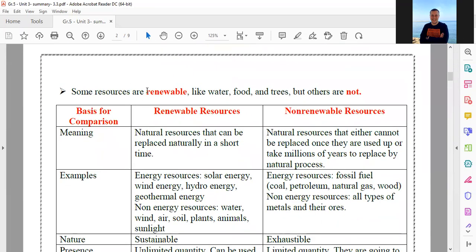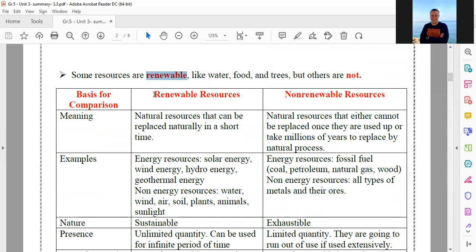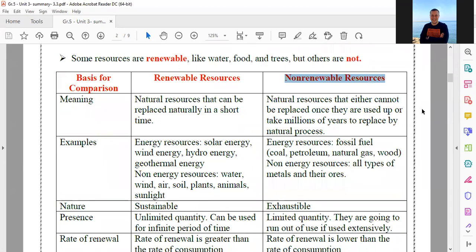Some resources are renewable, meaning they can be renewed, like water, food, and trees, but others are not. Okay, so let's see renewable resources and non-renewable resources. I know we have talked about this in the activity, but now we will take it in detail. So renewable resources are natural resources that can be replaced naturally in a short period of time. So yes, we use it and we take from it, but it can be replaced in a short period of time, unlike the non-renewable resources.